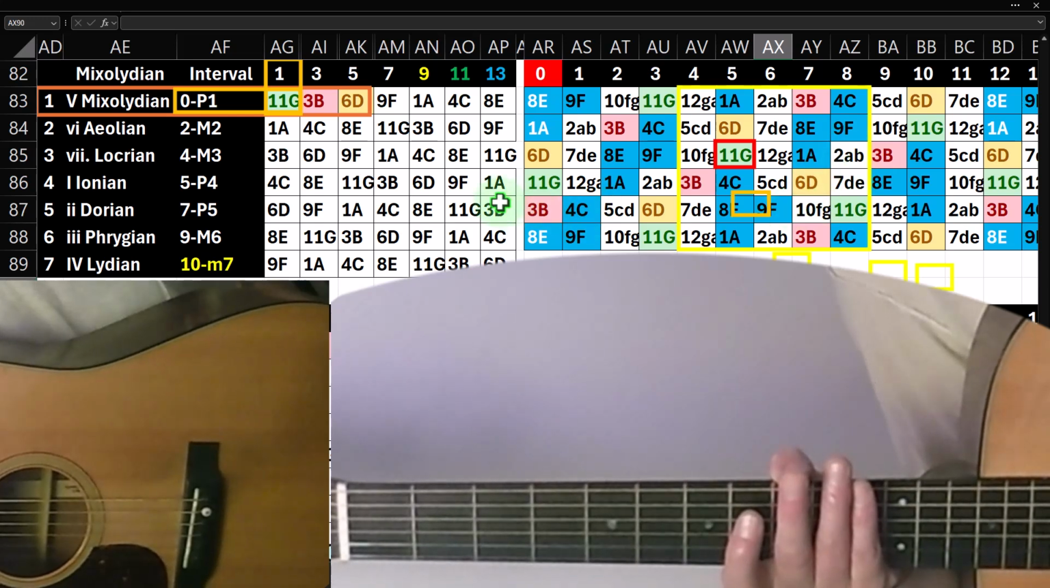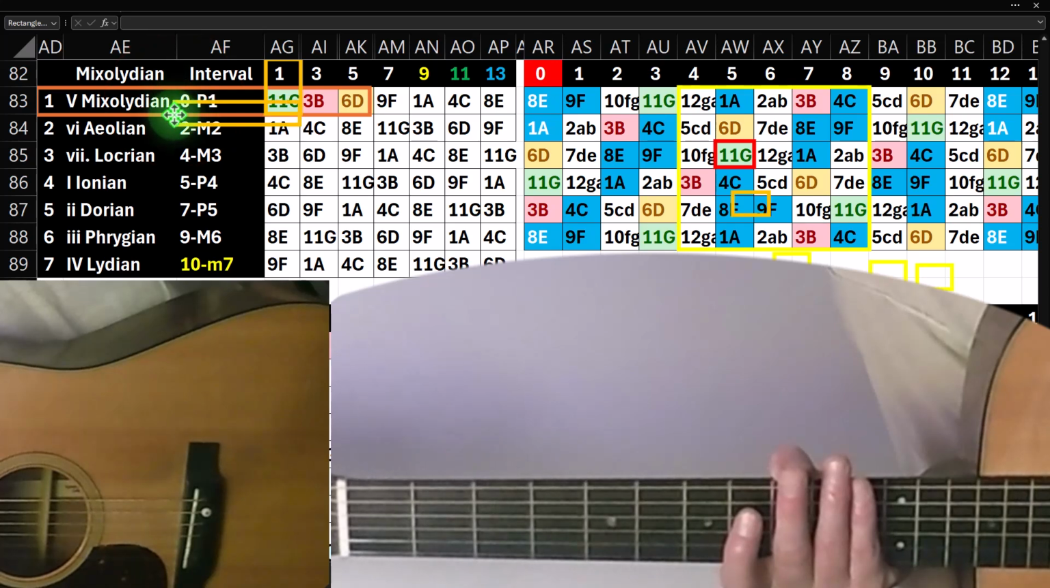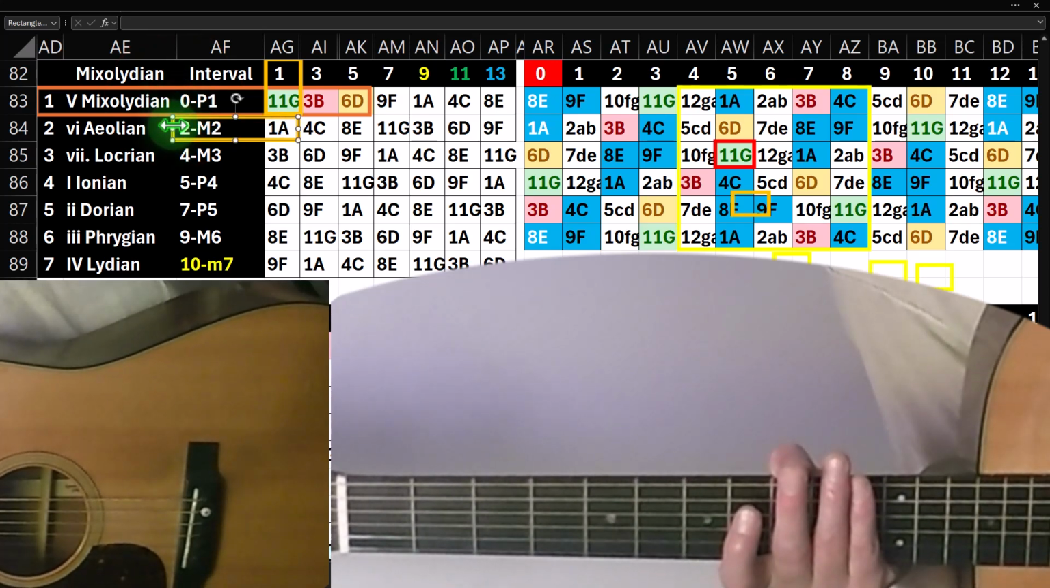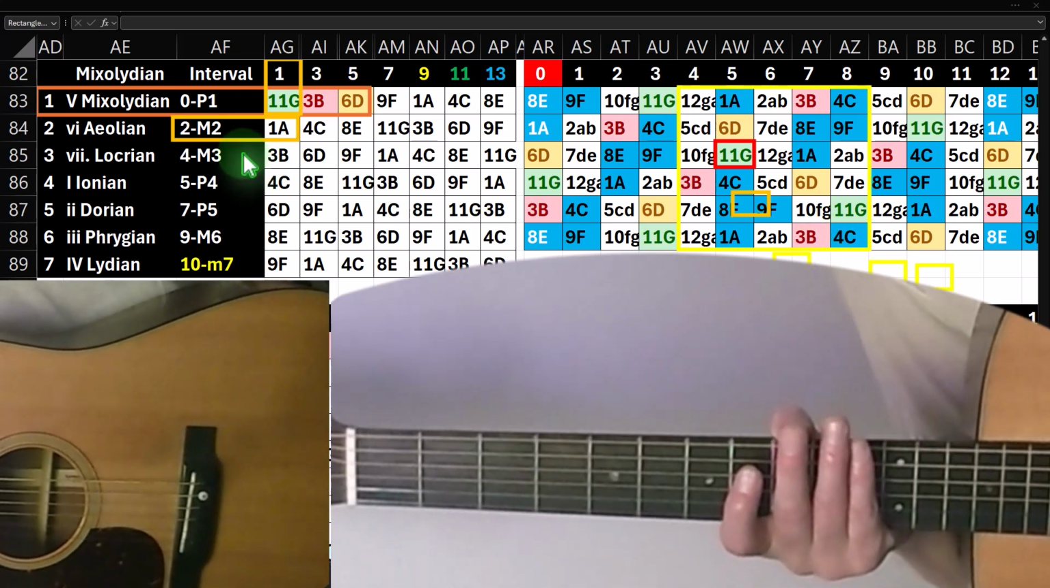All right, let's go to the next one. We're going to go down to this one. Let's do this one, the second. And okay, so this is going to be a 2-note away major second.